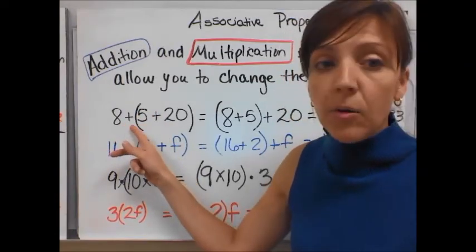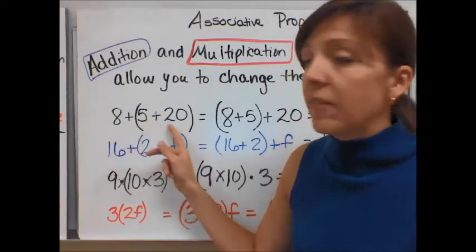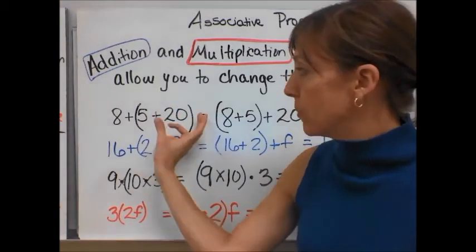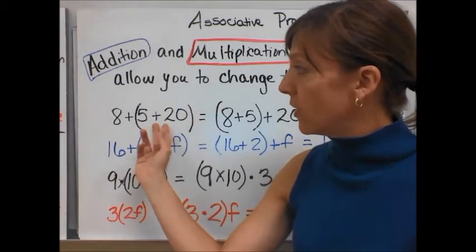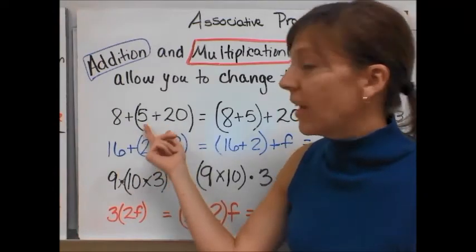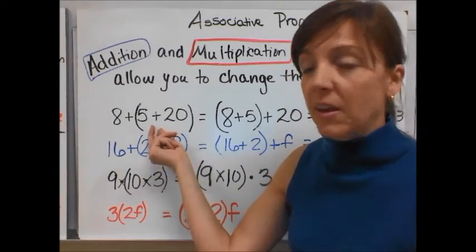And so 8's at home watching the television while 5 and 20 are in the den, which is where the parentheses are. They are at 20's house watching the movie. And so they have a grouping. They're associating themselves together.